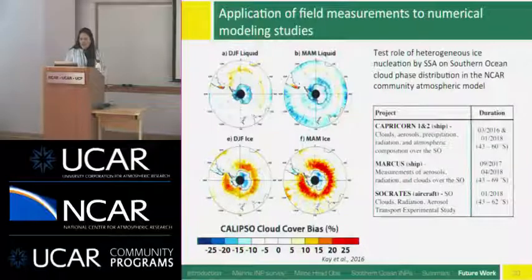And then finally, I'm really excited to look more at the ice phase transitioning in the Southern Ocean. So going back to this plot, looking at the difference in ice versus liquid, I would like to test the heterogeneous ice nucleation of sea spray aerosol and how that may impact the ice phase transitions, because one of the big questions right now is, there's a lot of reasons why a model may not get an ice phase transition correct.